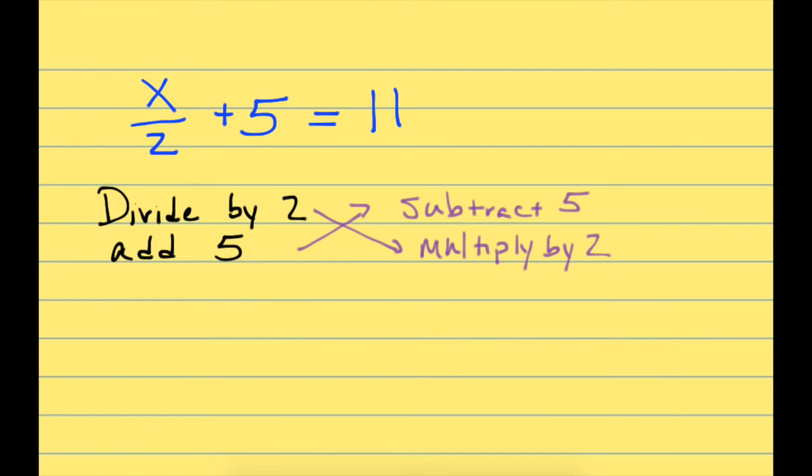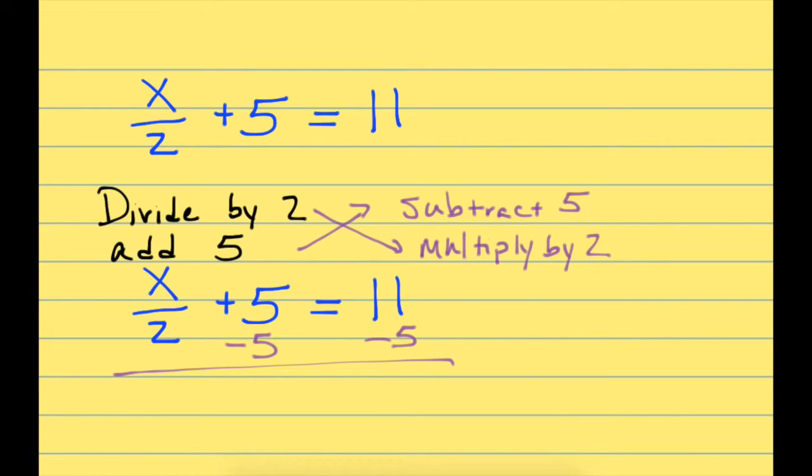So I'm going to take the equation that I started with. First I'm going to subtract 5 from both sides, and then I'm going to multiply by 2. So let's take our equation, subtract 5 from both sides. Remember, if we do it to one side, we have to do it to the other in order to keep it balanced. So now I have x over 2 equals 6. And my second step is to multiply both sides by 2, which cancels out the 2's on the left, leaves me with x equals 12.